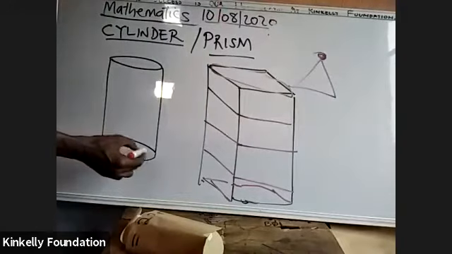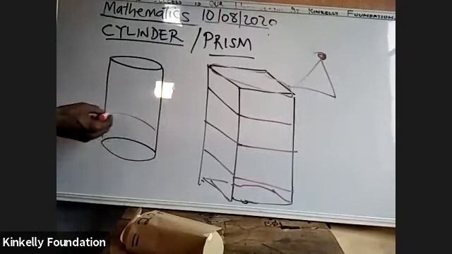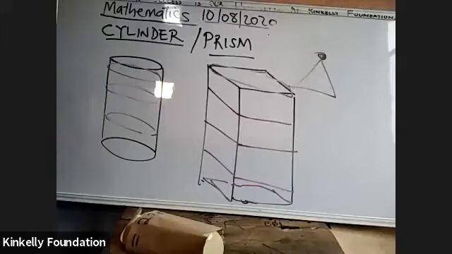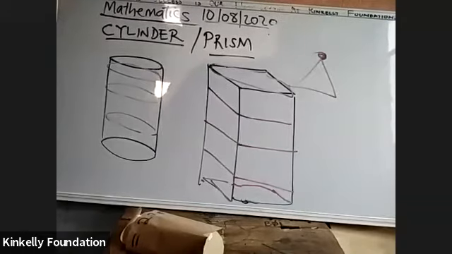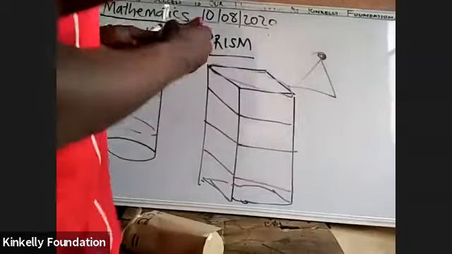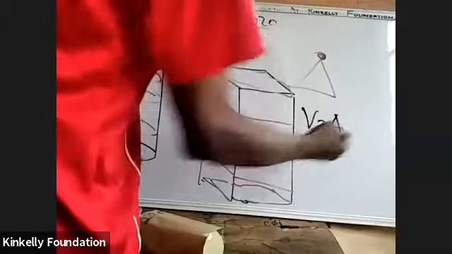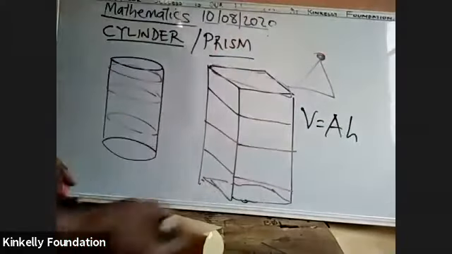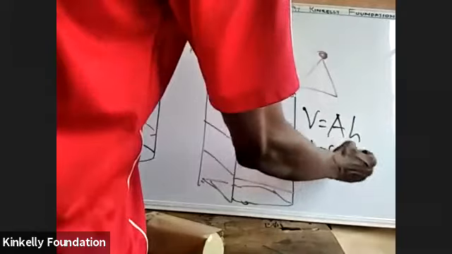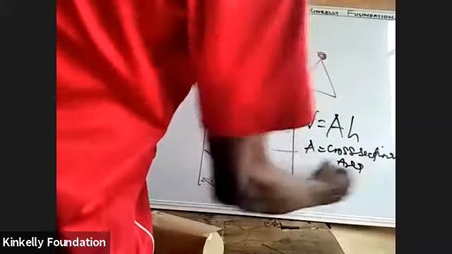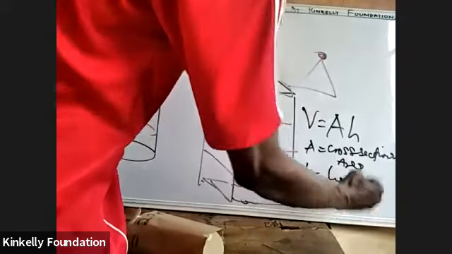Now, the same thing applies to this cylinder. This has a constant cross section. It's a circle here, a circular base. One of the most important things about a prism is that the volume of a prism is given by the cross-sectional area times the height. Here is the cross-sectional area, and here is the height.